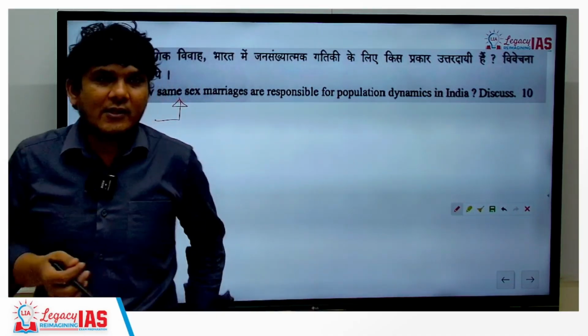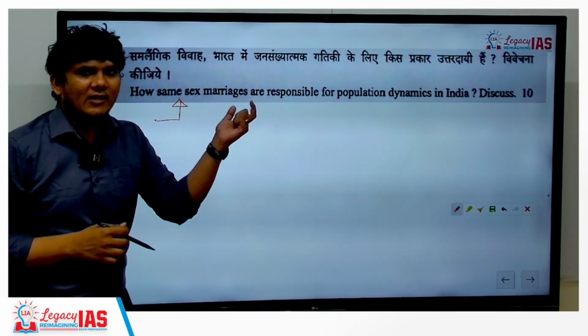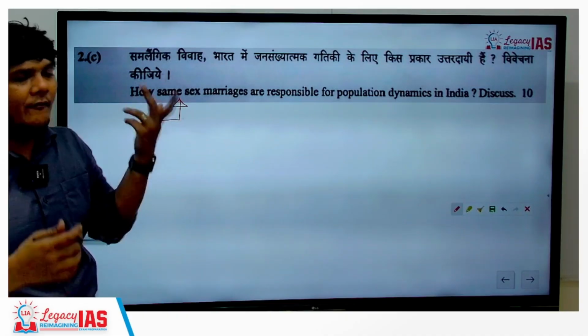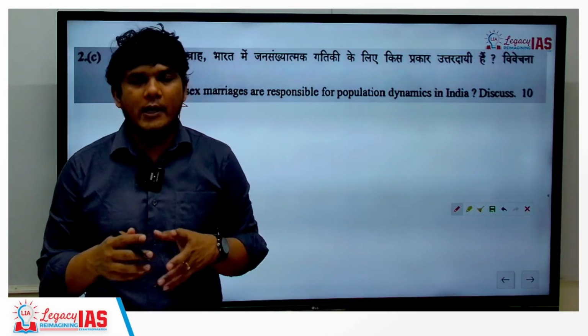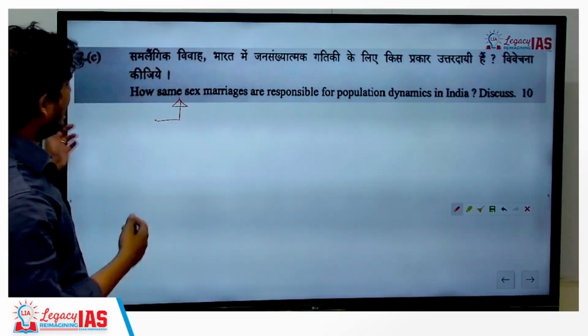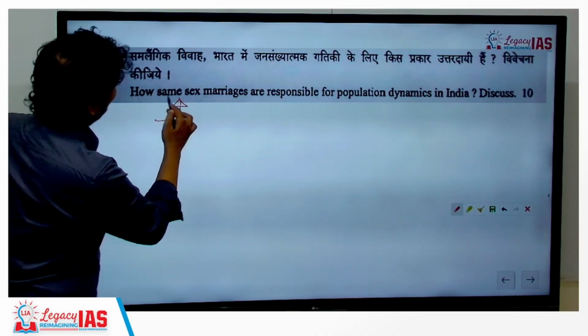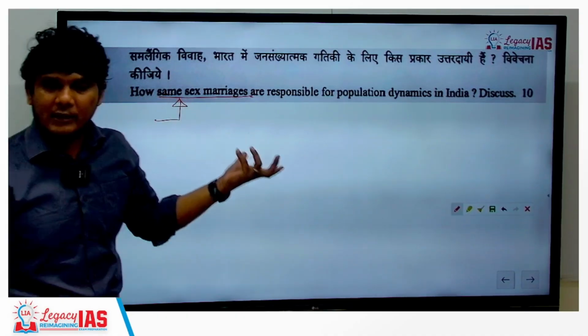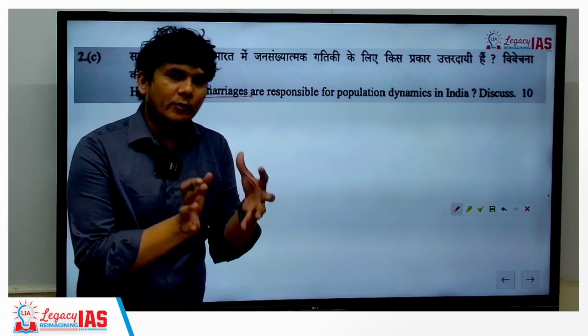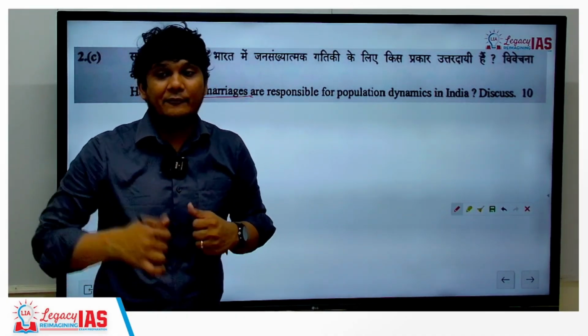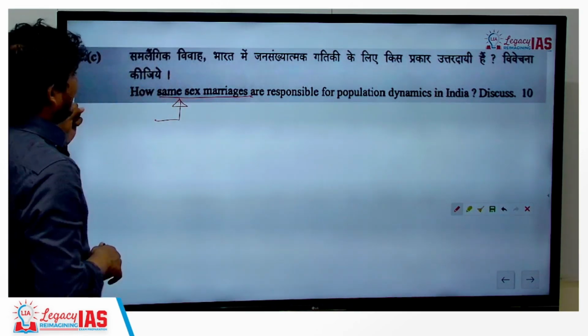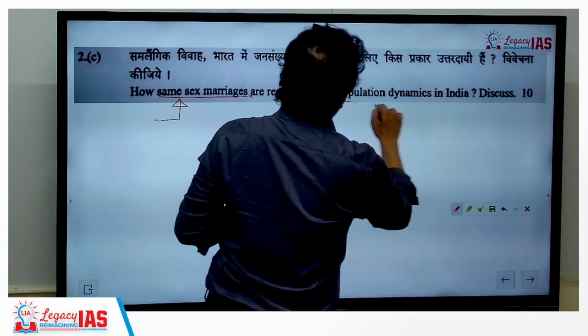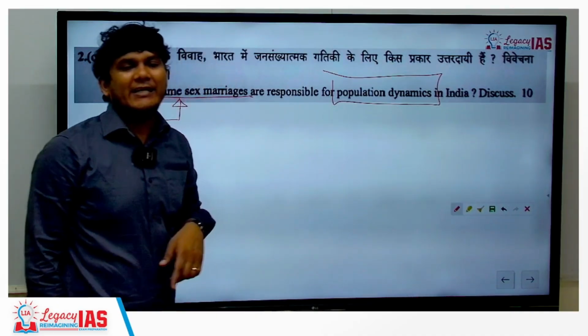So commonsensical knowledge would be that since same-sex marriages are there, the two people will not be able to give birth to their offspring. So it is commonsensical knowledge that same-sex marriages are going to reduce the population because the birth rates will go down. That is going to be the first small, brief perspective. However, directly it might have no impact on the population dynamics.